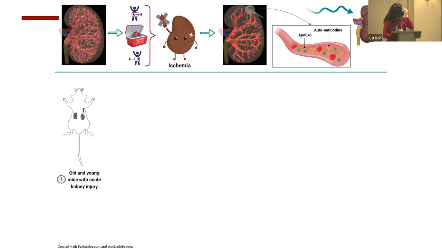To do so, we took old and young mice, we removed one of their kidneys, and we caused ischemia to the remaining one to mimic what the transplantation procedure is causing in patients.